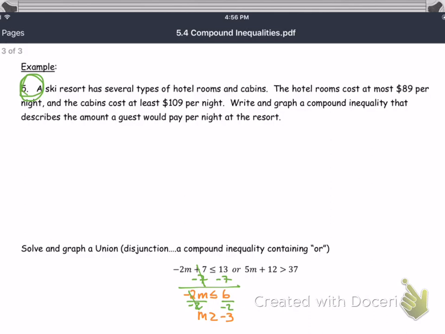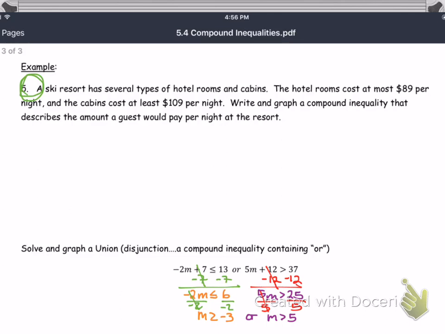Now if you do the same thing on the right side, you subtract 12 from both sides. You get 5m is greater than 25, and then you go ahead and divide by 5 on each side. You get m is greater than 5. Now, you either get m is greater than or equal to -3, or you get m is greater than 5. Did I do that right?